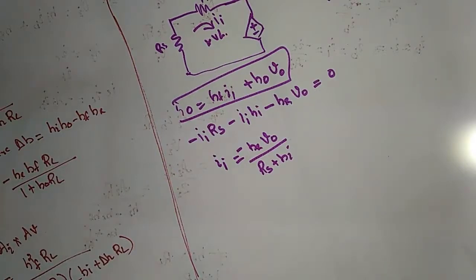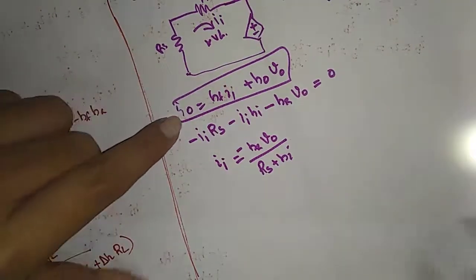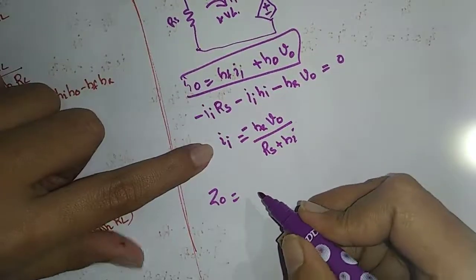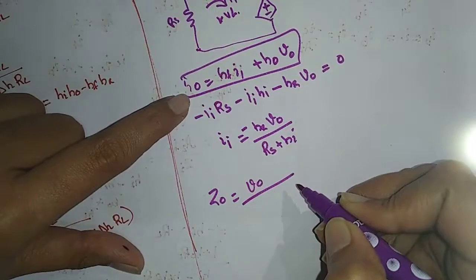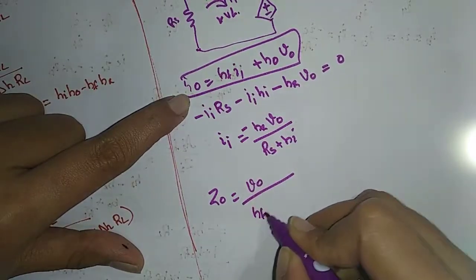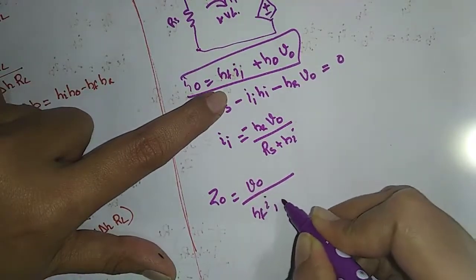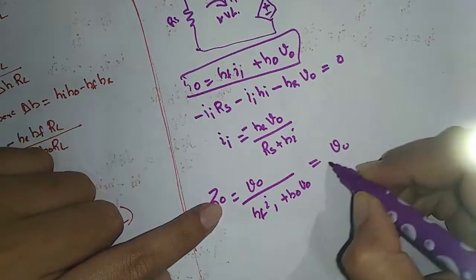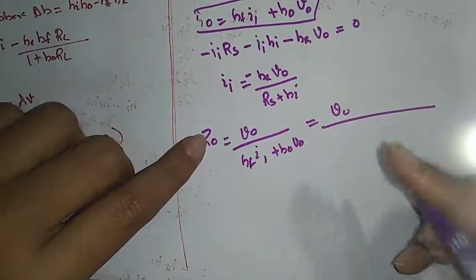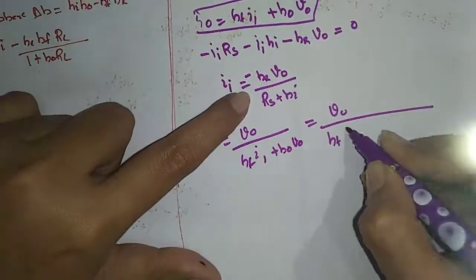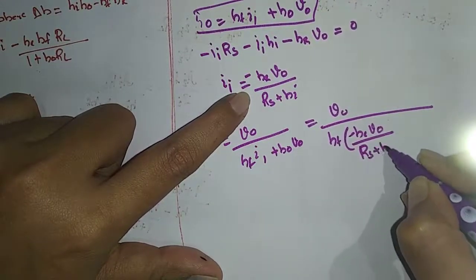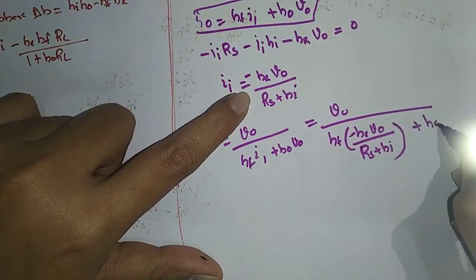So that is V0 divided by, for I0, I am substituting this equation. What I have to find out is Z0. Z0 is equal to V0 by I0. I am substituting this equation, that is HF into I1 plus H0 into V0, so that is equal to V0 divided by HF into I1 plus H0 V0, where I1 is minus HR V0 divided by RS plus HI.